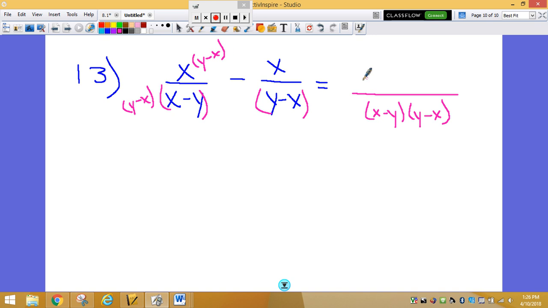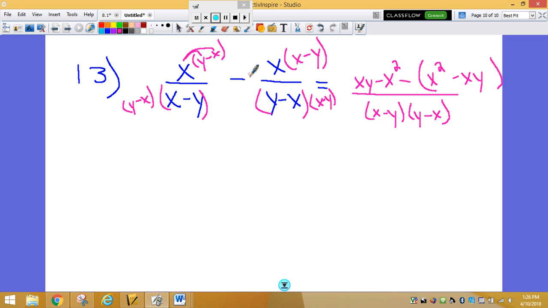So on top, I'm going to get xy. X times x is x squared. I just distributed. Over here I have the y minus x. I need to add the x minus y. And if I do it on bottom, I do it on top. It is a minus, so I'm going to do a big parentheses so that I know that minus distributes to everything. X times x is x squared. X times y is xy.